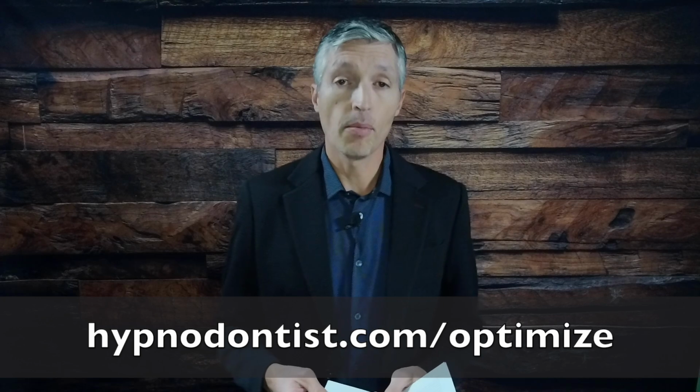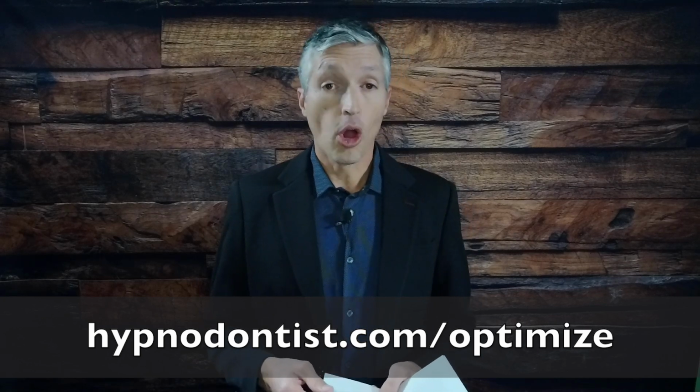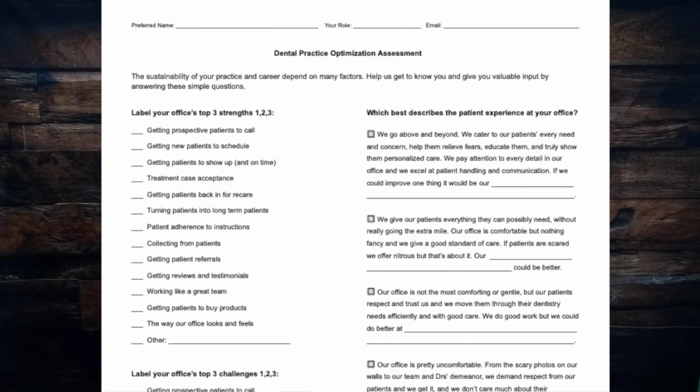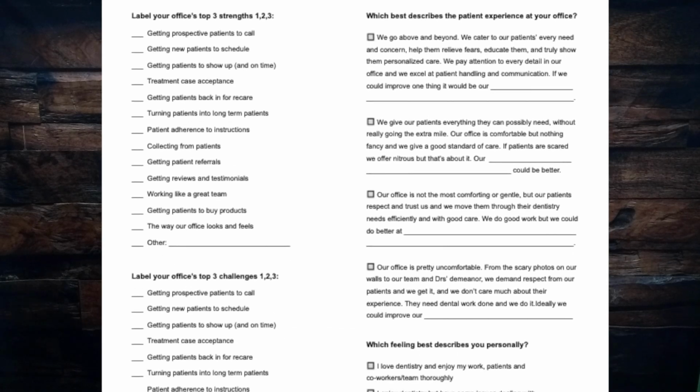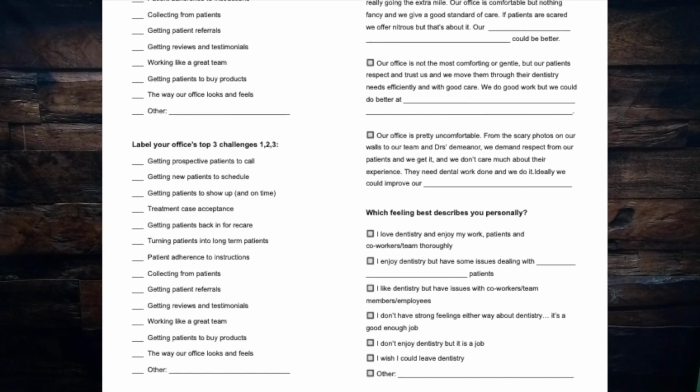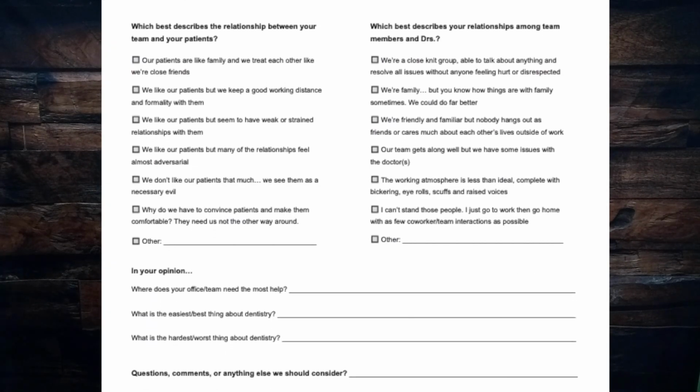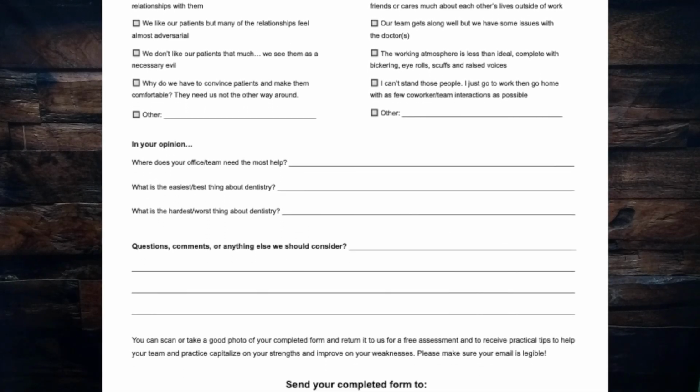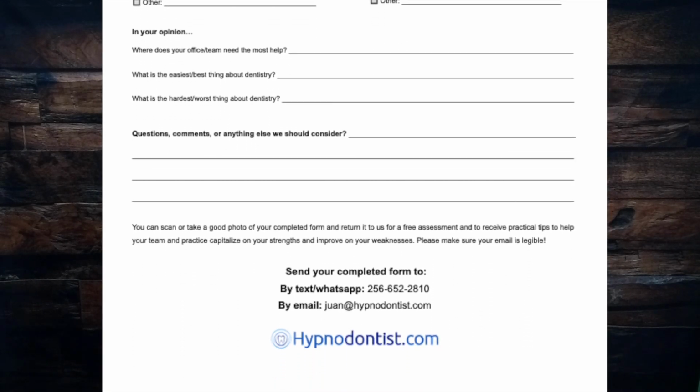So if you'd like, go ahead and download this form, which is the Dental Practice Optimization Assessment, and you can do that at hypnodontist.com/optimize. Optimize, just a word with a Z, in case you're in the UK. It's not with an S. It's spelled the American way. All right, the Dental Practice Optimization Assessment is a 2-page form that I use with the practices that I begin to work with, so that we can all understand where we are at the moment, and that's the best way to actually know where we can go, right?